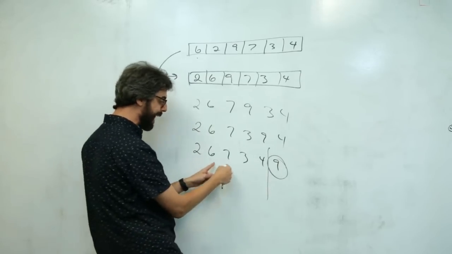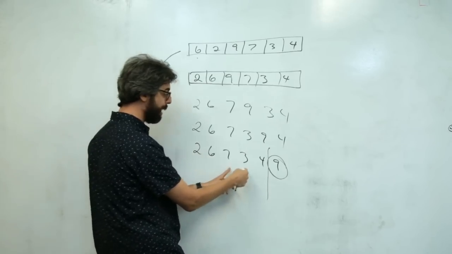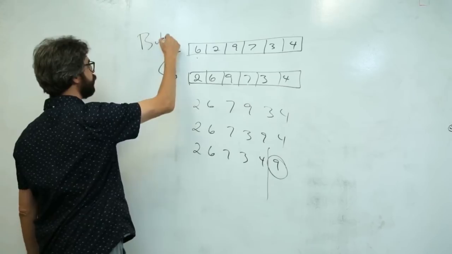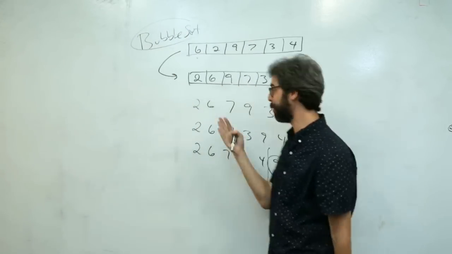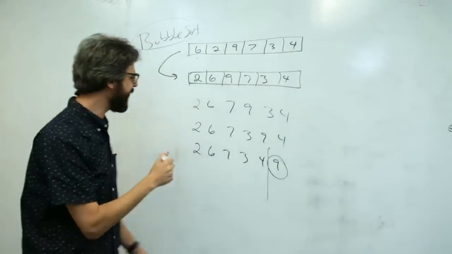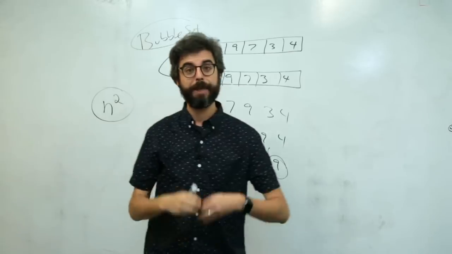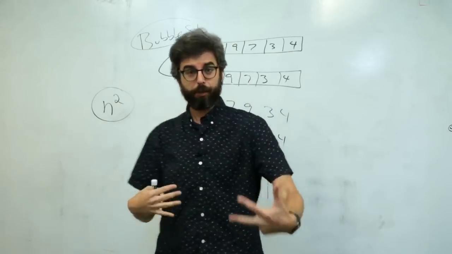So I could do the same exact checking the pairs of values, but just do them one at a time all the way up to the last spot. So this bubble sort is probably the least efficient sorting algorithm. In fact, it is n squared, a big O notation about the order of an algorithm. How long does it take for an algorithm to perform, right?